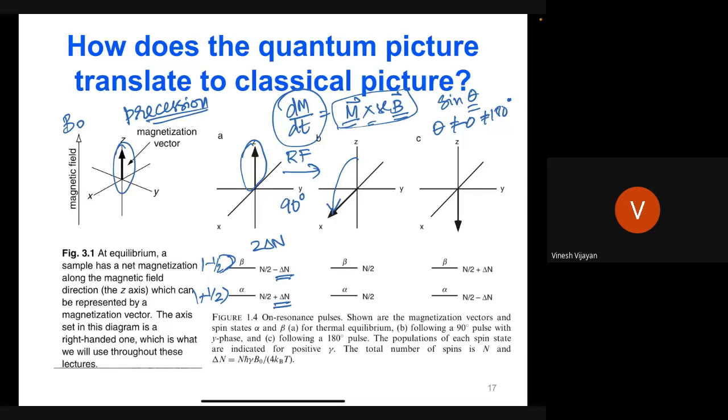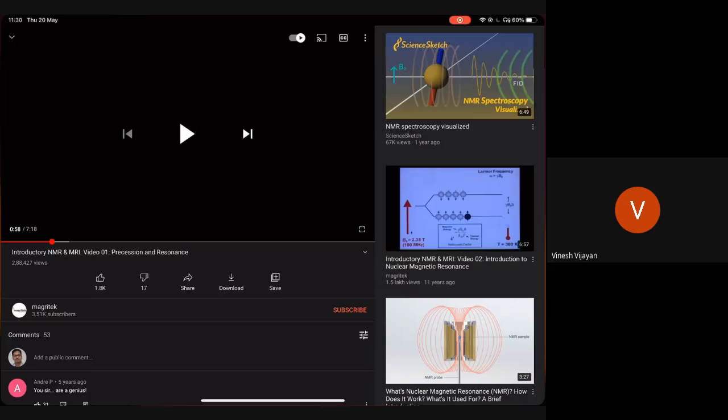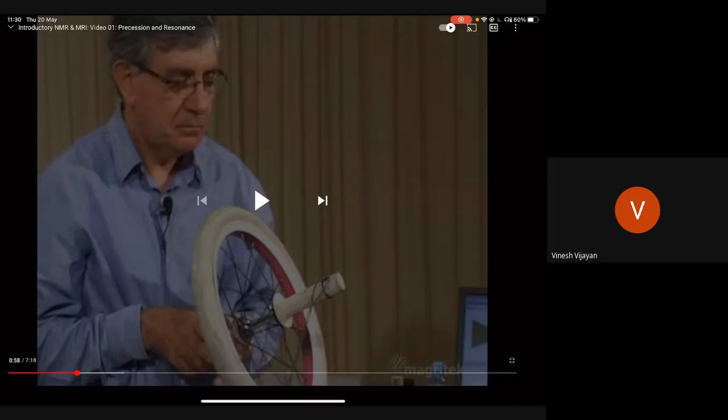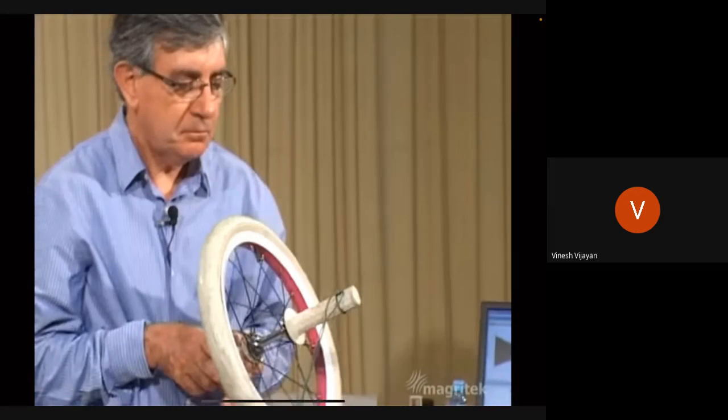The precession motion is nothing but, when you have a main magnetic field along Z, which is B0, the magnetization will end up just moving around in circles. So I'll try to show you a video right now. I hope I can open it, and I hope it's also visible. The audio for this is probably muted, so you might not be able to listen to it. I encourage you to go and take a look at this video.